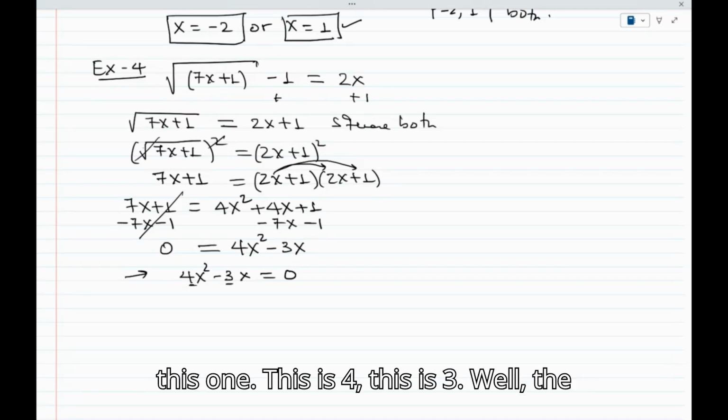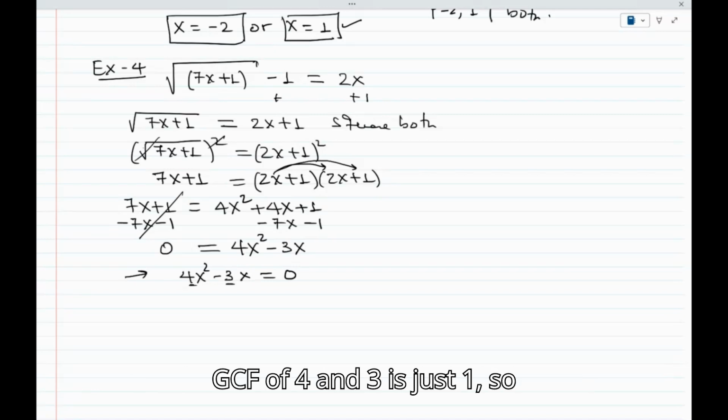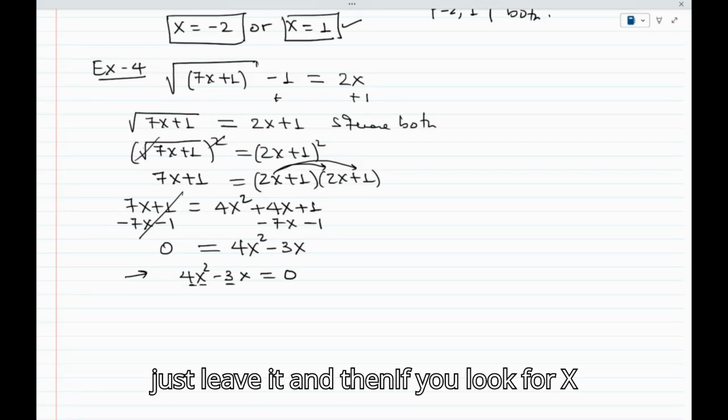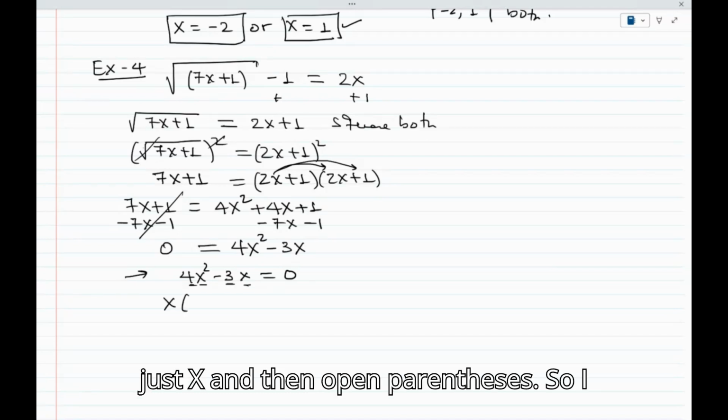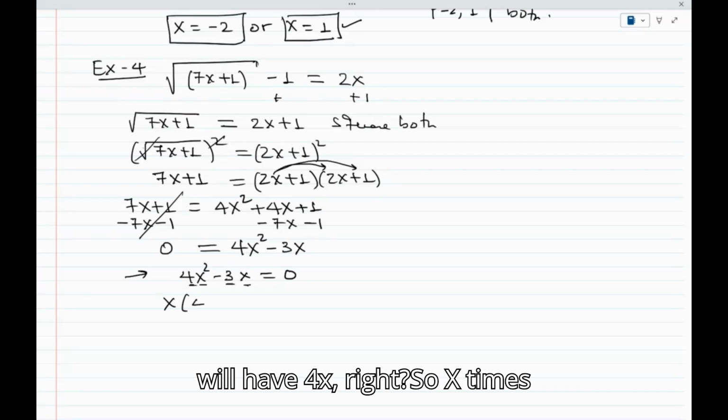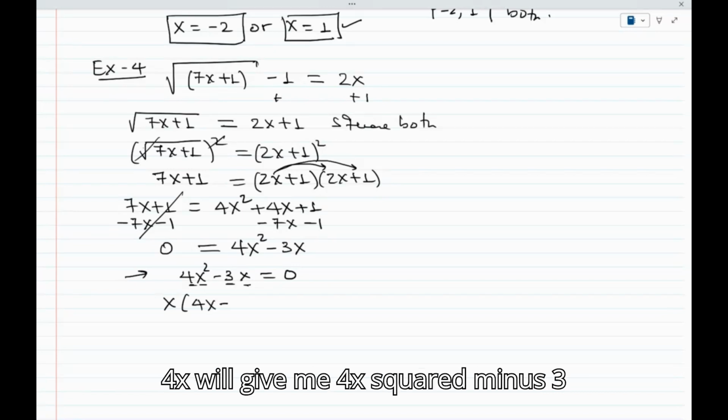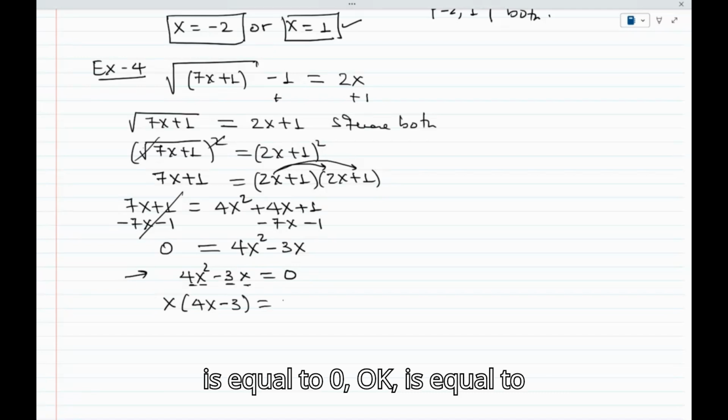So I can look at this one. This is 4, this is 3. Well, the GCF of 4 and 3 is just 1, so just leave it. And then if you look at x squared and x, the GCF is going to be just x, and then open parenthesis. So I will have x times 4x, which gives me 4x squared, minus 3, is equal to 0.